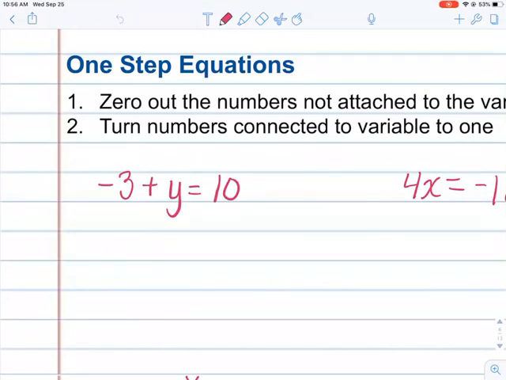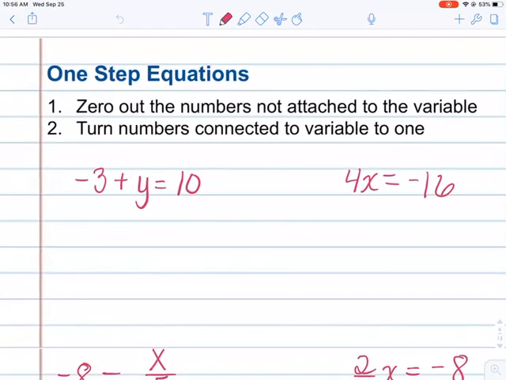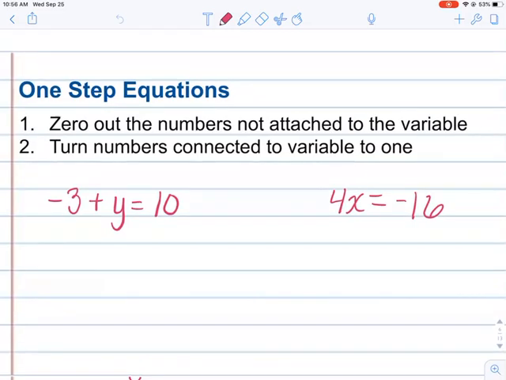Hello, this is going to be your notes for one-step equations. You're supposed to be writing these down in your notebook after your video is over. One-step equations should be a review from last year.